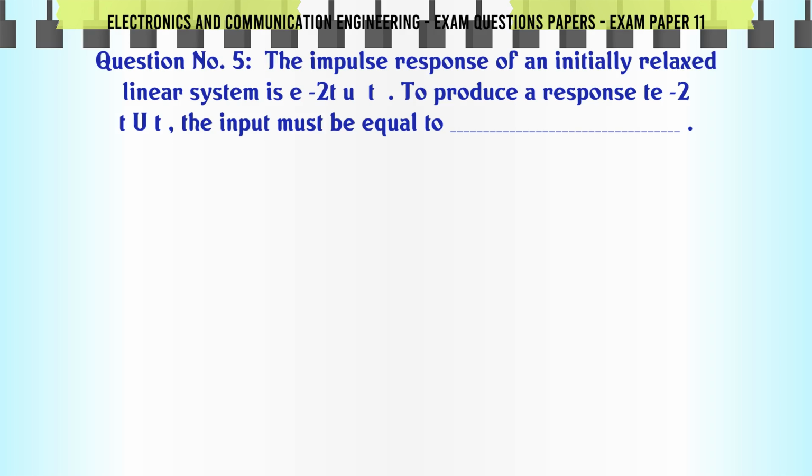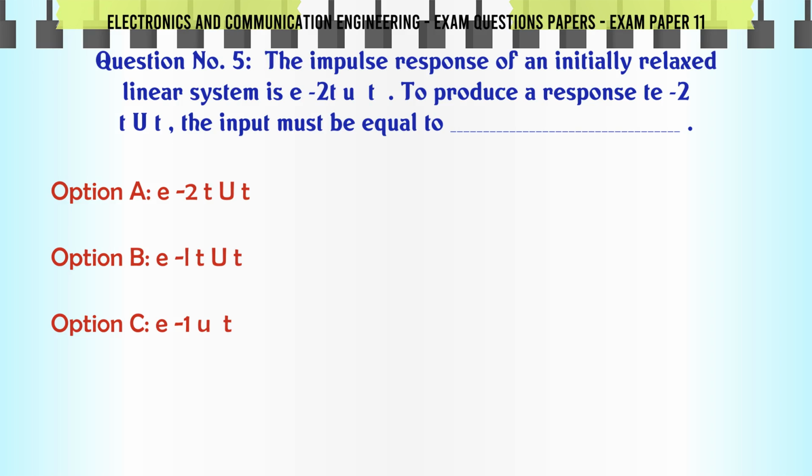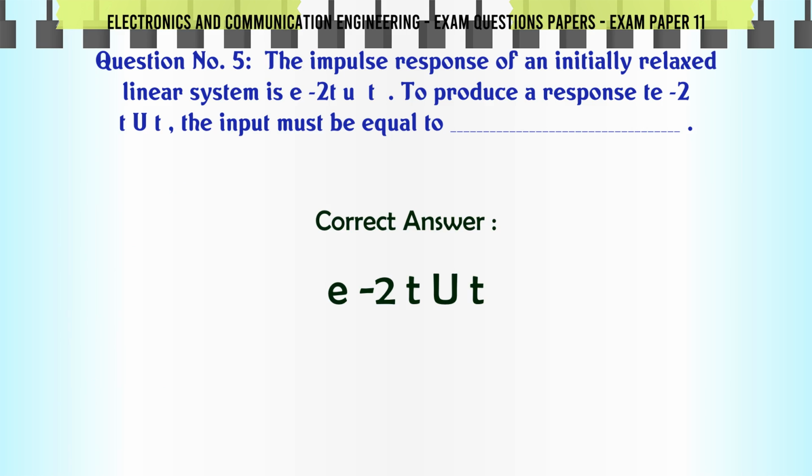The impulse response of an initially relaxed linear system is e^(-t)u(t). To produce a response te^(-t)u(t), the input must be equal to A e^(-t)u(t), B e^(-t)u(t), C e^(t)u(t), D. The correct answer is e^(-t)u(t).